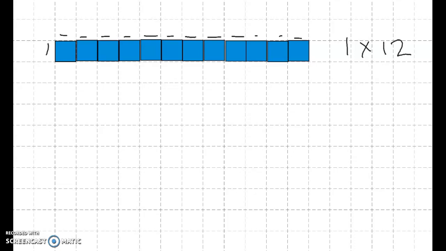Can we make another rectangle? What do you think? Thumbs up, thumbs down. Oh, I should see thumbs up. We have 3 rows on our rectangle review. So we know we can make 3 rectangles.